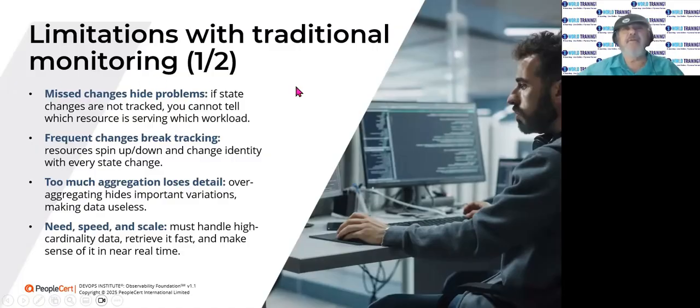If you only had traditional monitoring without observability, meaning there's going to be some things that are not visible, or maybe the tracing capability is not visible, you'd have missed changes that could be hiding problems. State changes aren't tracked. You can't really tell which resource is serving which workload, so it's pretty much impossible to deal with in real time, at least, where a lot of indirect debugging, and that could be difficult.